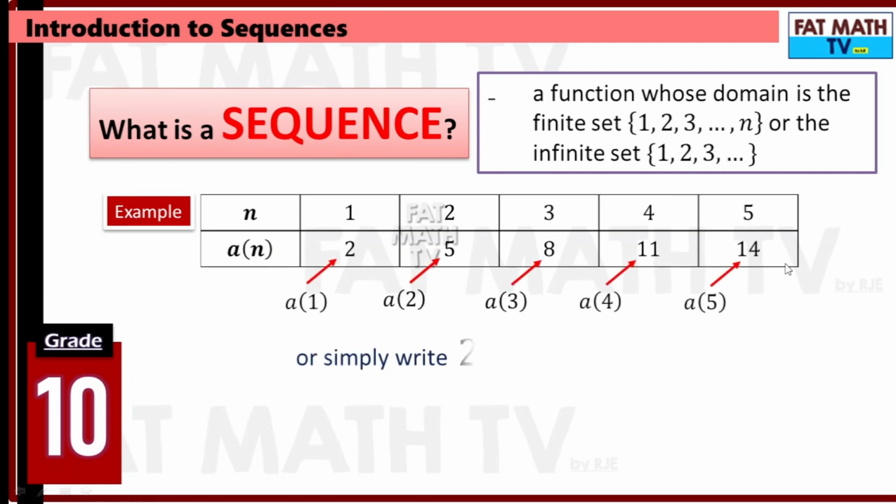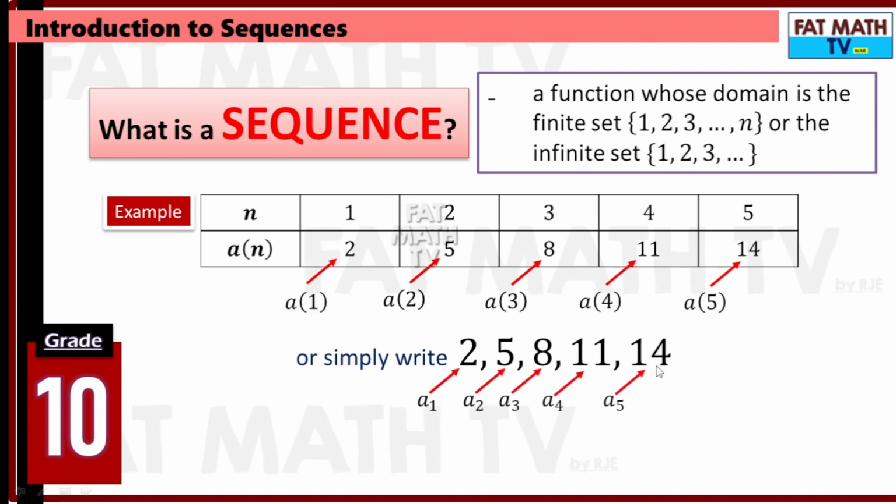So if we have that, then we can simply write it as 2, 5, 8, 11, and 14. The n here, or the domain, is like the position of the terms. For a simpler notation, instead of writing a of 1 or a parenthesis 1, we can just write a sub 1. A sub 1, a sub 2 for a of 2, a sub 3 for a of 3, a sub 4, a sub 5, and so on.